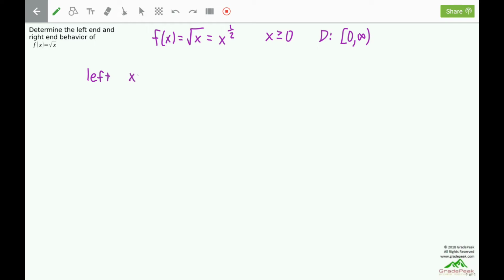That left end is an x-coordinate of 0. The corresponding y-coordinate will be found by evaluating f of 0. F of 0 will be the square root of 0. The square root of 0 is 0. We have an x-coordinate of 0, and we have a y-coordinate of 0. And since this is a finite value, this ends up being an endpoint. And the left end behavior is an endpoint found at the 0, 0 location, or the origin.